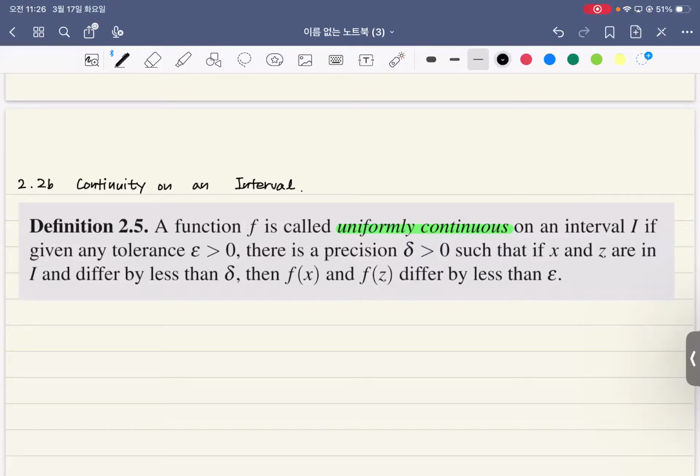Before I answer that, let me rephrase this definition using quantifiers. For every epsilon, there is a positive real number delta such that if x and z are in the interval and the absolute value of x minus z is less than delta, then the absolute value of f of x minus f of z is less than epsilon.